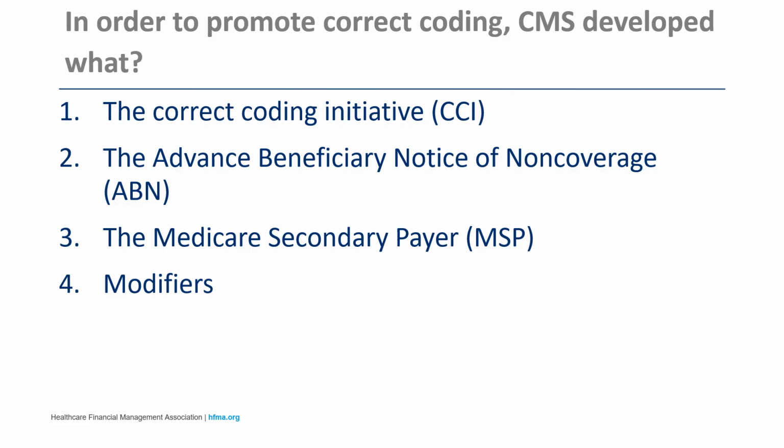The incorrect answers are 2, 3, and 4. ABN is related to medical necessity. MSP identifies who is primary and who is secondary. And adding modifiers are a modification to an existing HCPCS code without having to add an additional HCPCS code.